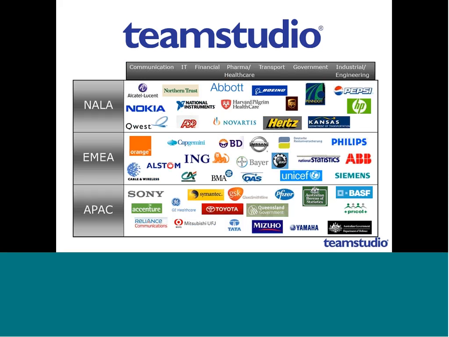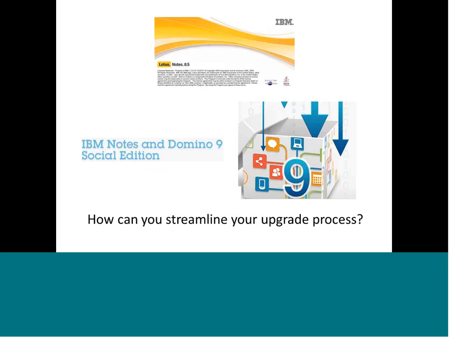You're familiar with our core tools we've used for Lotus Notes and Domino development over the last 10 years. Today we're going to talk specifically about upgrading your Domino and Lotus Notes environments from version 6 or 7 up to 8, and then we also have Domino 9, the social edition, coming out in the next couple of months. So we're going to talk about upgrading your Domino environment and how we can best streamline this process and make the process as efficient and as easy as possible.